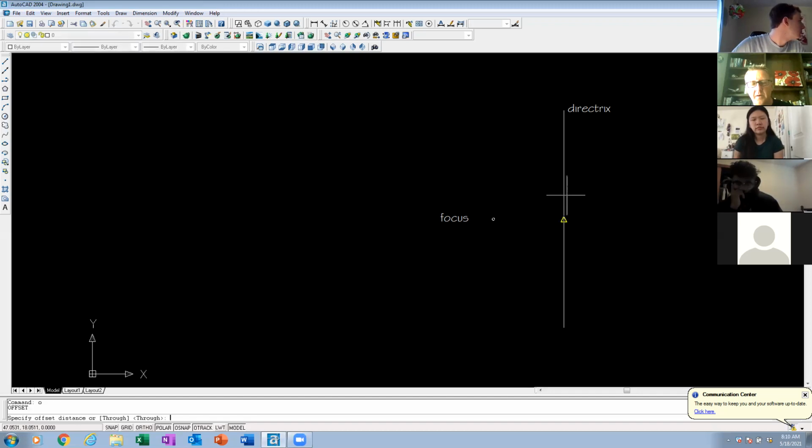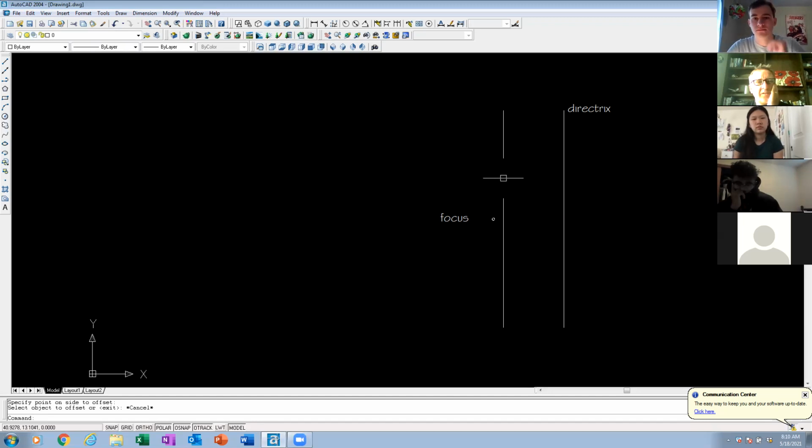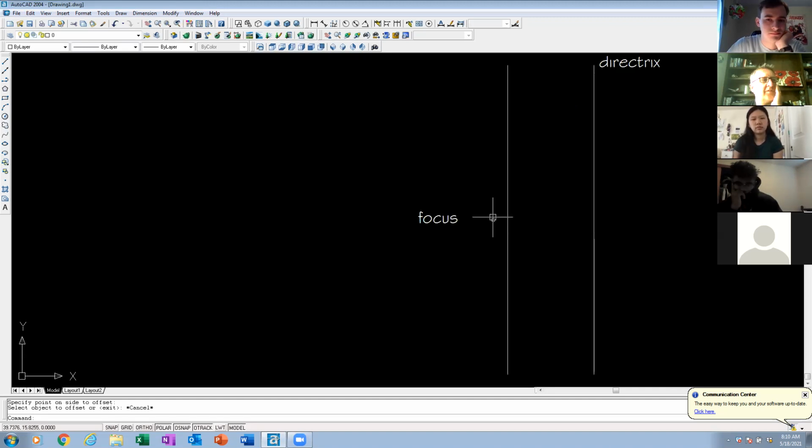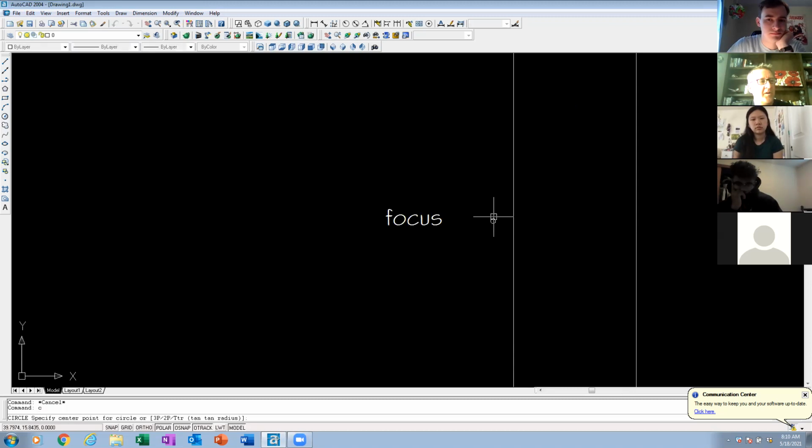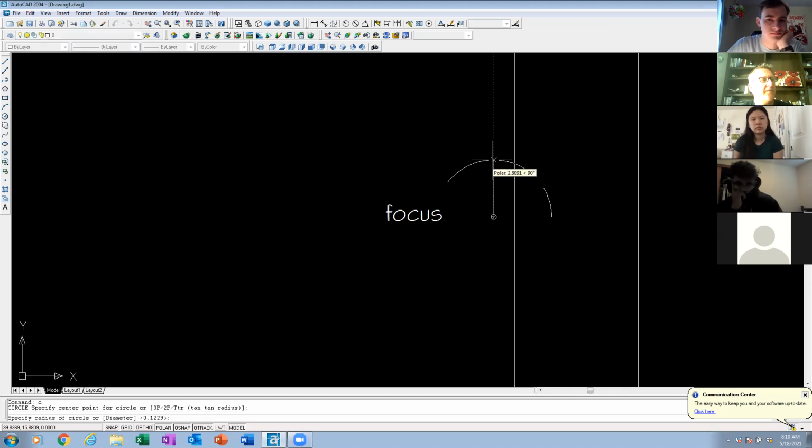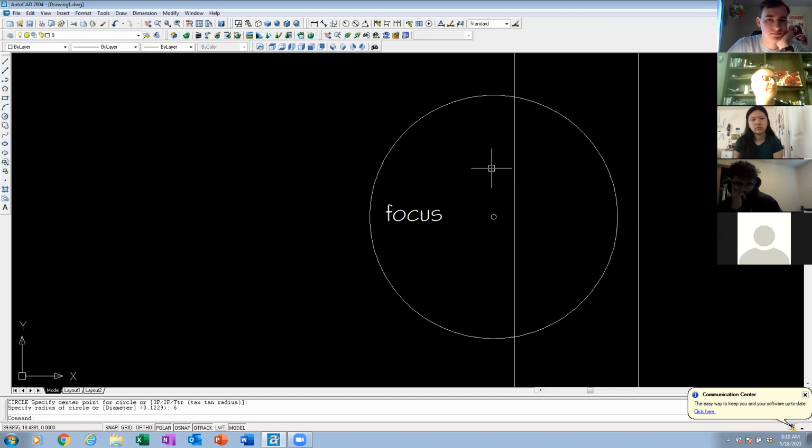So I'm going to use a command called offset. I'm going to offset a distance of 6. So that distance right there is 6. So every point on this line is 6 away from that line, right? Now I need to find the point that is also 6 away from this circle. So in order to do that, I'm going to draw a circle centered right there of radius 6.